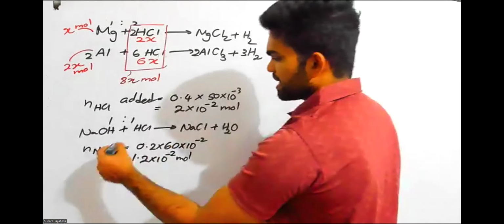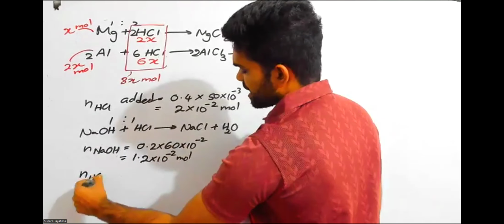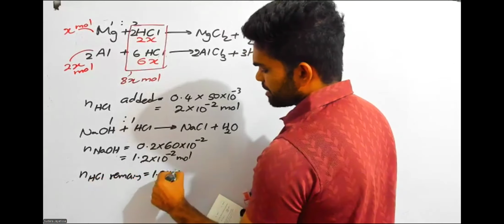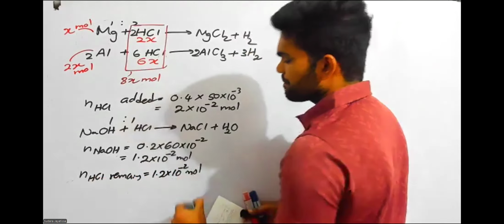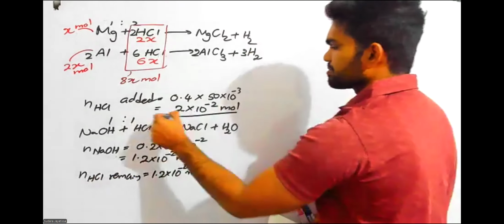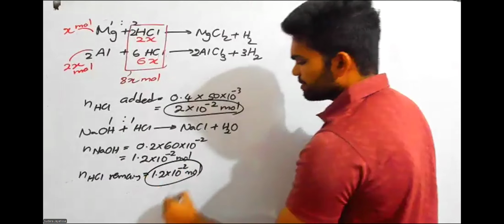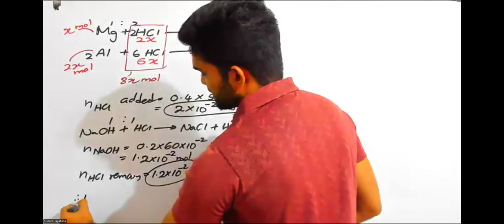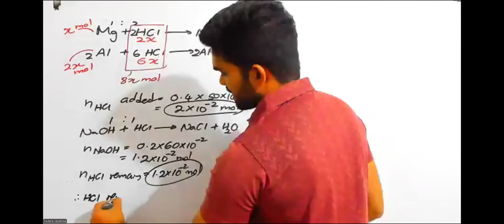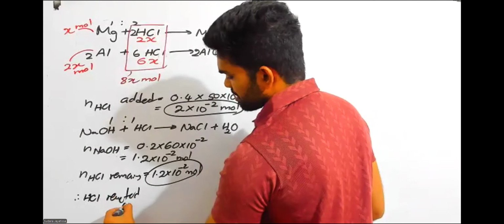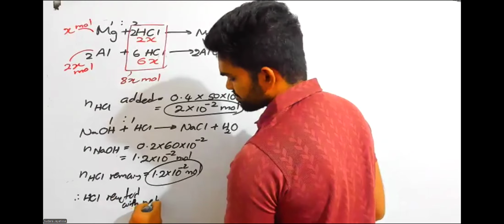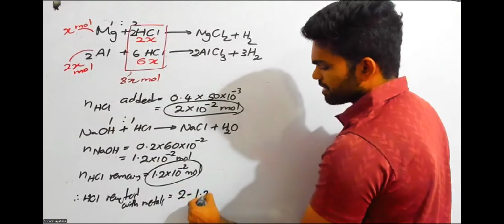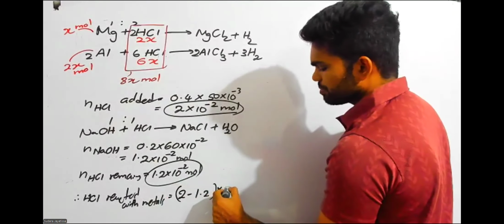So therefore, remaining HCl should also be the same value, no? Remaining, that is also 1.2 into 10 to the power minus 2. So now you know the added value and you know the remaining value. You can find the difference. So therefore, HCl reacted with metals. Simply, you need to get the difference. 2 minus 1.2 into 10 to the power minus 2, so 0.8.